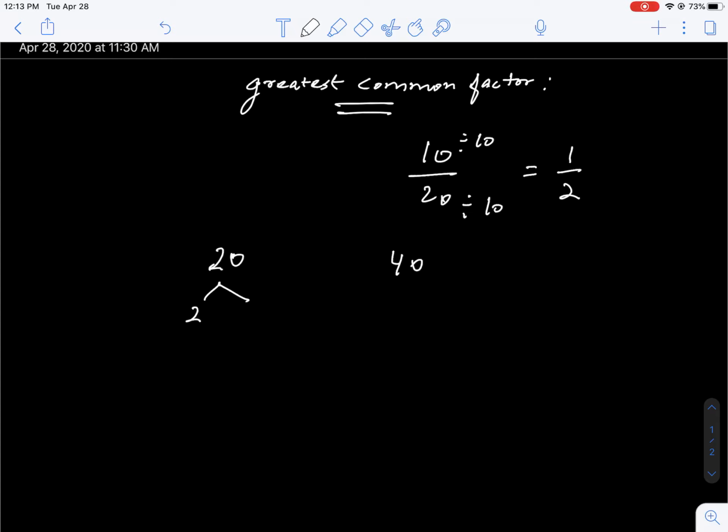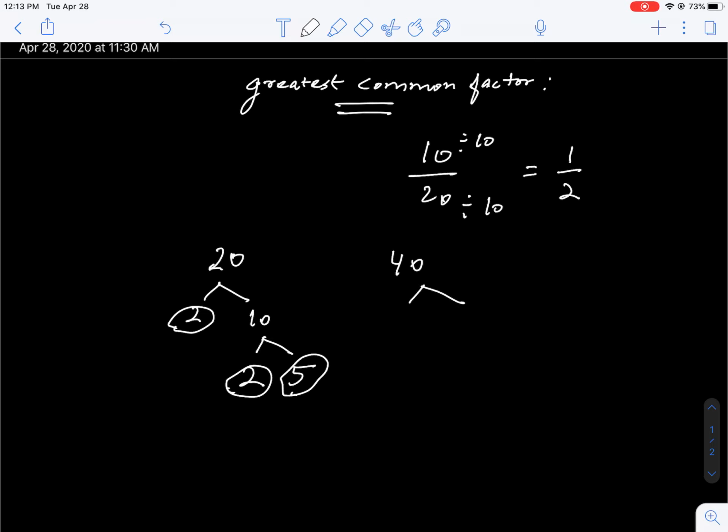2 is a prime number. So you're going to divide 20 by 2, we're going to get 10. We will divide 10 by 2, we'll get 5. So 2 is a prime number, 2 is a prime number, and 5 is a prime number. So we'll stop here. When we have prime factors, we will just stop there.